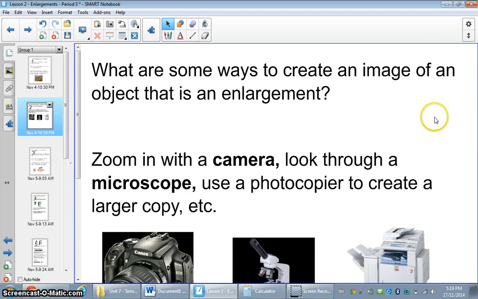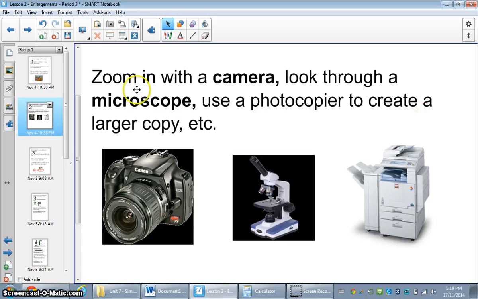What are some ways to create an enlarged object? Well, one way is to zoom in with the camera. You can look through a microscope. That'll create a bigger image of what's on the slide. Or you can use a photocopier to create a larger copy or to zoom in on what you have on the original piece of paper.